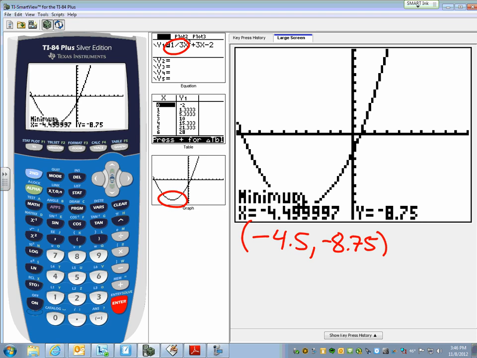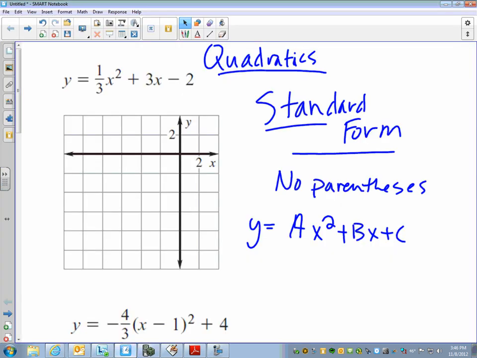Just for our graphing purposes, we're not going to be able to get into that much detail on this graph because it goes up by 2. So negative 4.5, negative 8.75. Negative 4.5 is right there. Negative 2, 4, 6, 8. I would say it'd be around that spot. Negative 4.5, negative 8.75, somewhere in there.